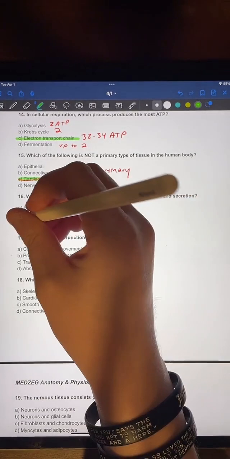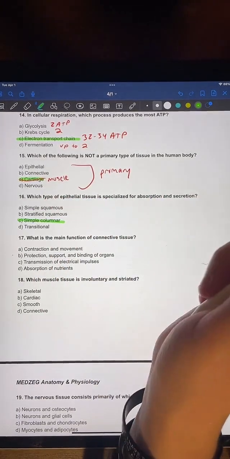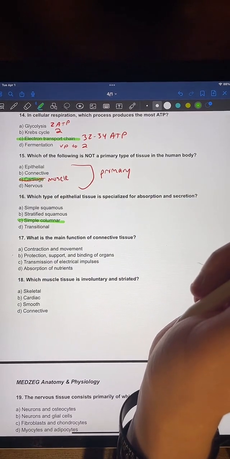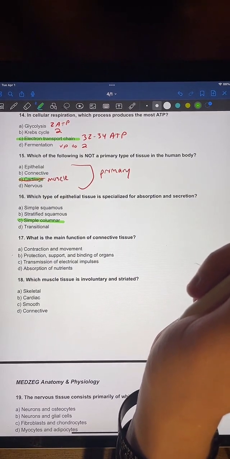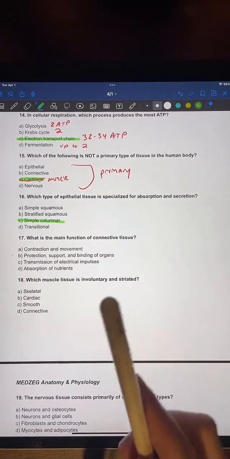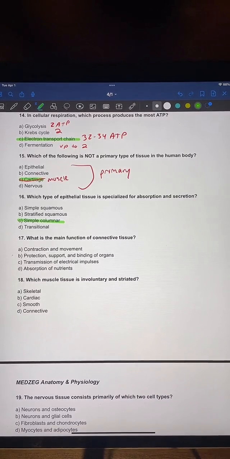The answer is C. It is simple columnar. Simple columnar is found in the digestive tract, and it's specialized for absorption and secretion. Simple squamous is thin and flat. It's more for diffusion. Stratified squamous, that's more for protection. And transitional is for stretching, like in the bladder.